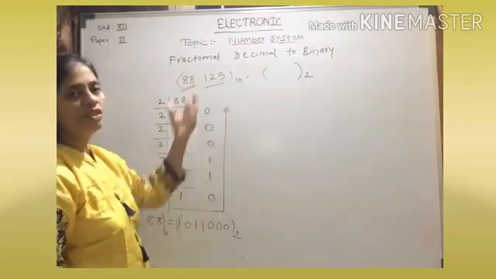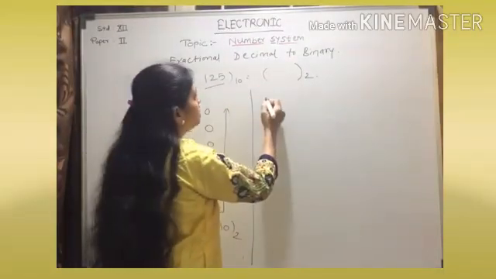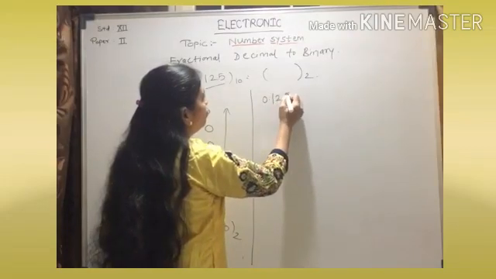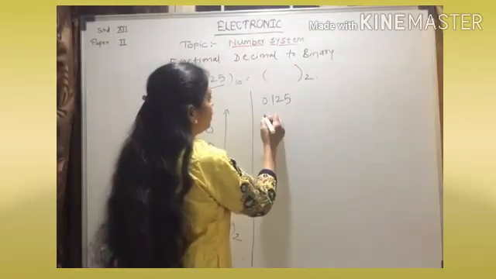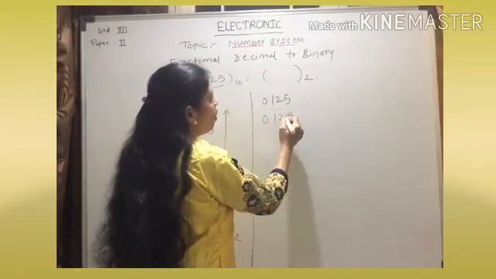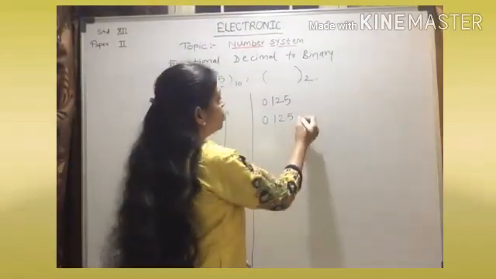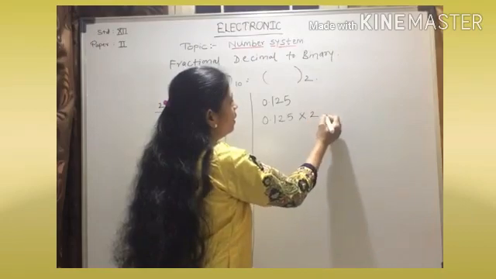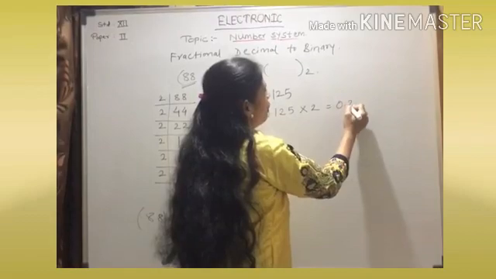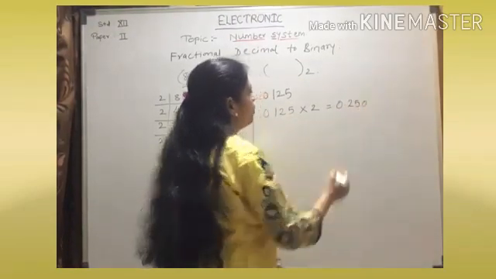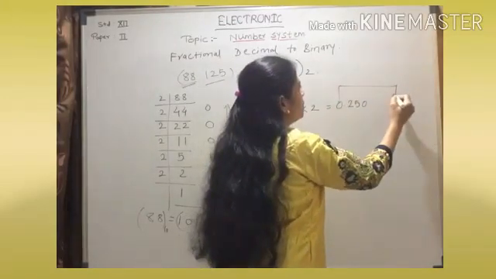Now we have to convert this fractional part. This is 0.125. To convert this fractional part, instead of dividing by 2, we have to multiply it by 2. So multiply the number by 2. We will get here 0.250. So we have to take this integer part into consideration.